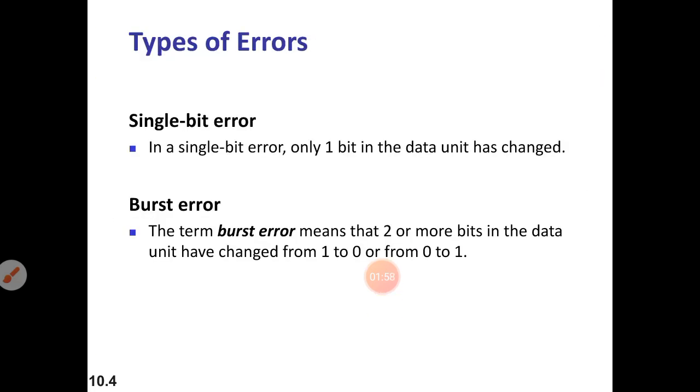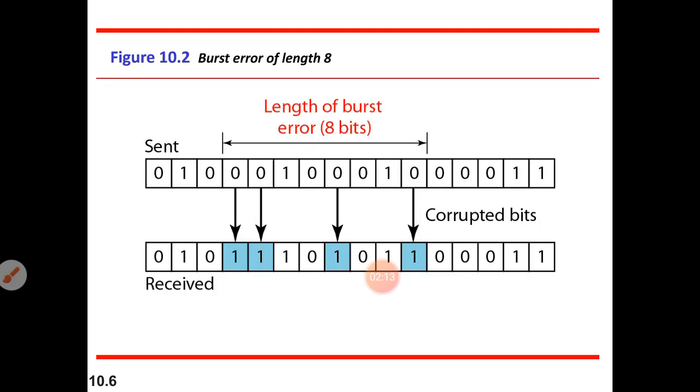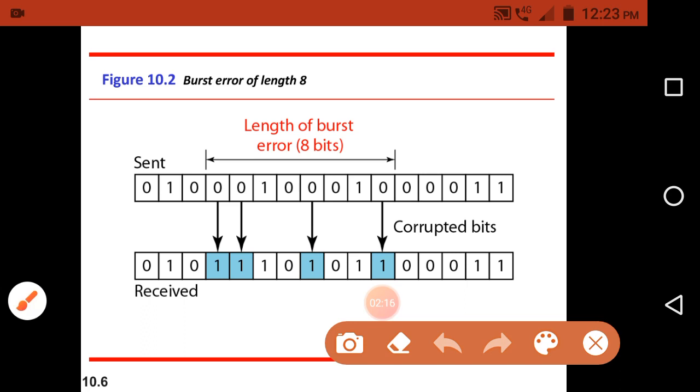And next one is the burst error. The term burst error means two or more bits in the data unit are changed from 1 to 0 or 0 to 1. As the name indicates, in a burst, two or more bits can be changed. For example, they have given a diagram here. The data sent by the sender and the data received by the receiver are different. More than 2 bits have been changed at the receiver side.